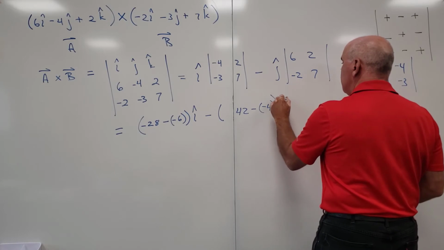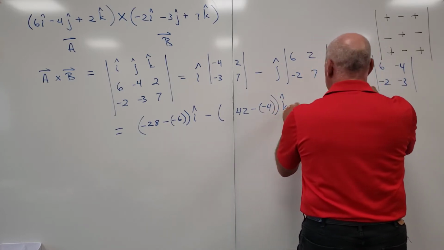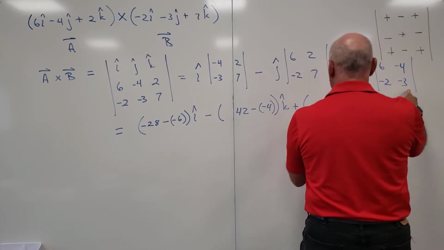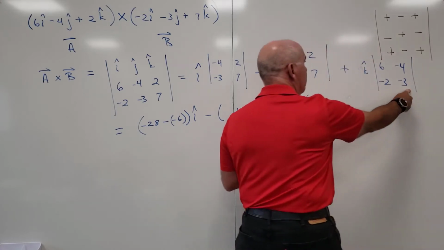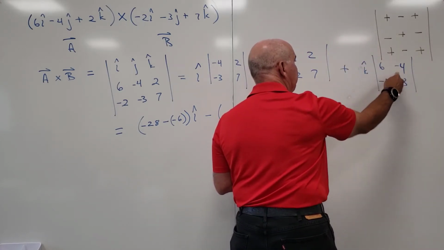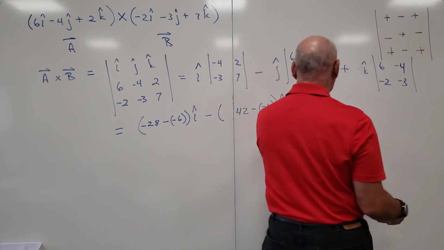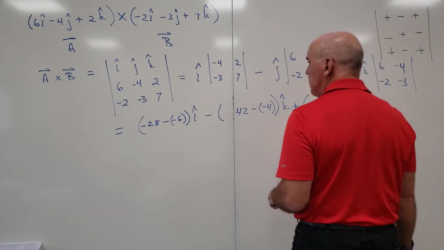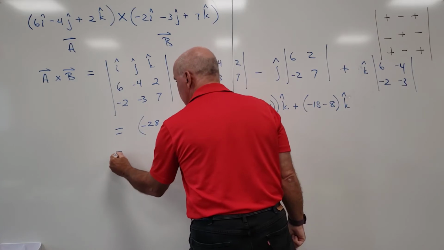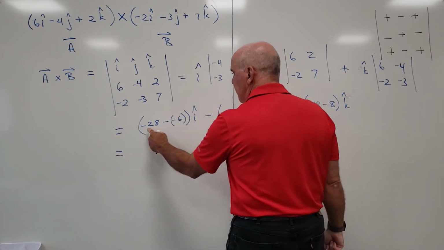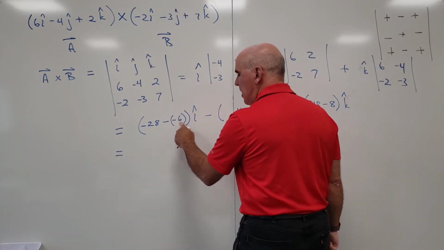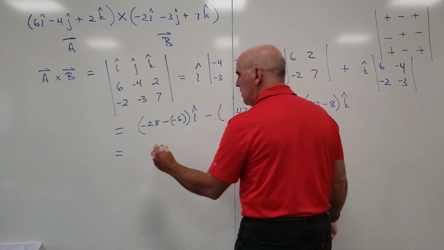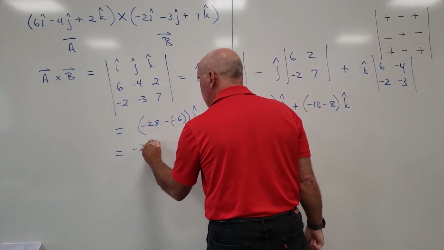And then the k hat. Then plus 6 times negative 3, that's negative 18, minus negative 4 times negative 2 is positive 8, so minus 8. And there's the k hat. And so continue there. I have negative 28 minus a minus 6 is plus 6, so that's negative 22 i hat.